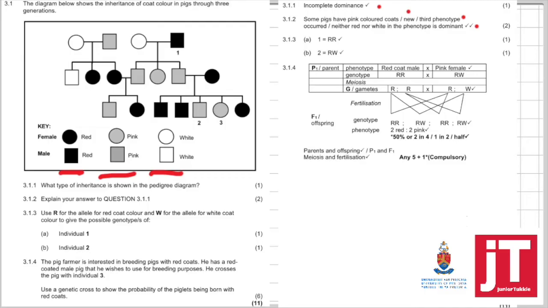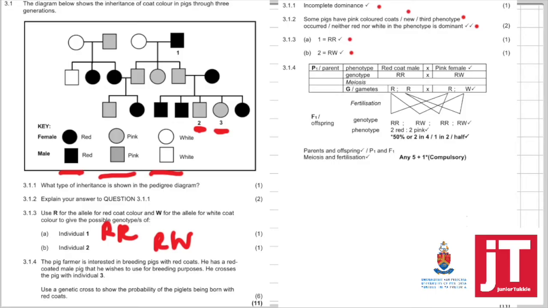3.1.3. Use big R for the allele for red coat and big W for the allele for white coat color to give the possible genotypes of individual 1. Individual 1 is red, so he has to be big R, big R. Individual 2 is pink, so he must be big R, big W. Then 3.1.4. A pig farmer is interested in breeding pigs with red coats, so he has a red coat male pig that he wishes to use for breeding purposes. He crosses the pig with individual 3, which is a pink coat female. Use a genetic cross to show the probability of the piglets born with red coats.